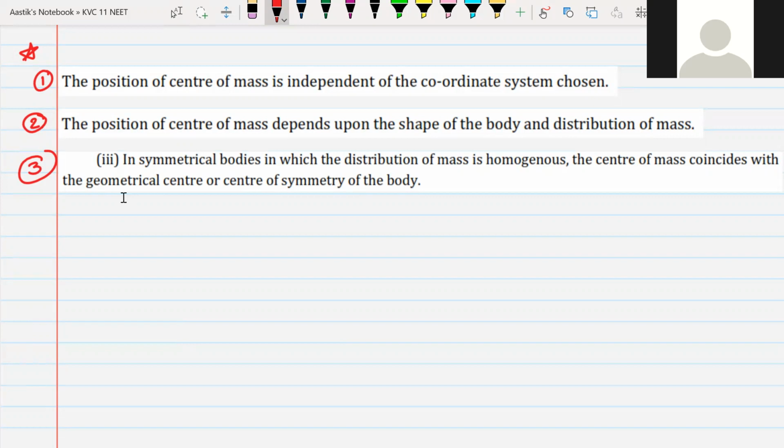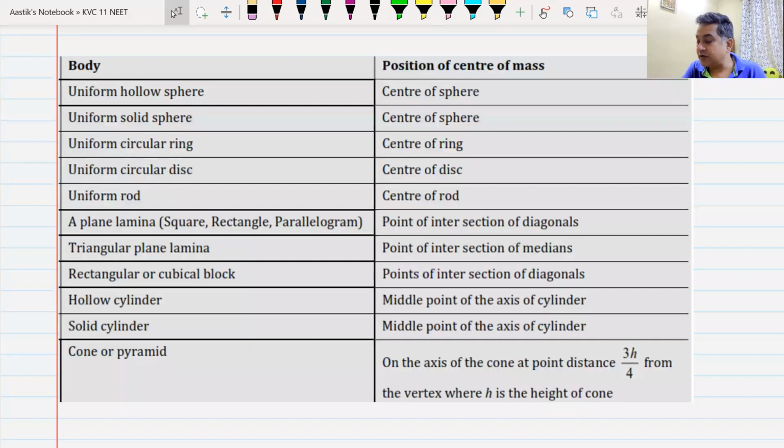Then I will give you this table. Have you noted down the 3 points? Then you have this table that you can note down where you have symmetrical bodies. You understand the meaning of hollow sphere? Hollow sphere. The center of mass is at the center of the sphere.